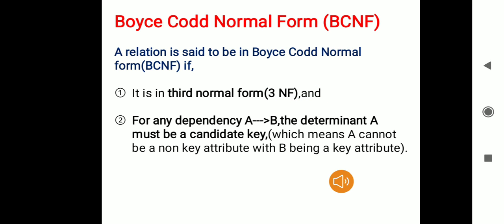A table is said to be in Boyce Codd Normal Form, in short BCNF, if it is already in third normal form and for any dependency A determining B, the determinant A must be a candidate key, which means A cannot be a non-key attribute with B being a key attribute.